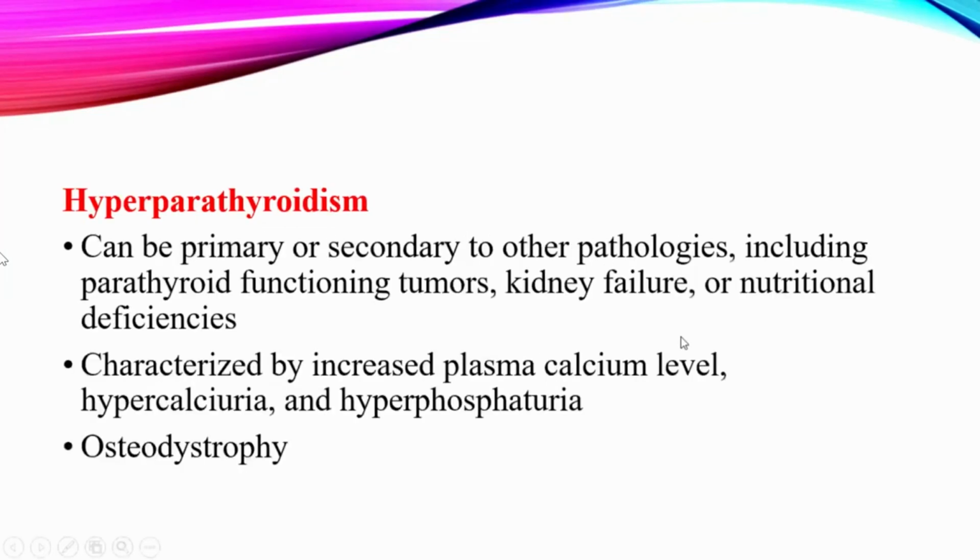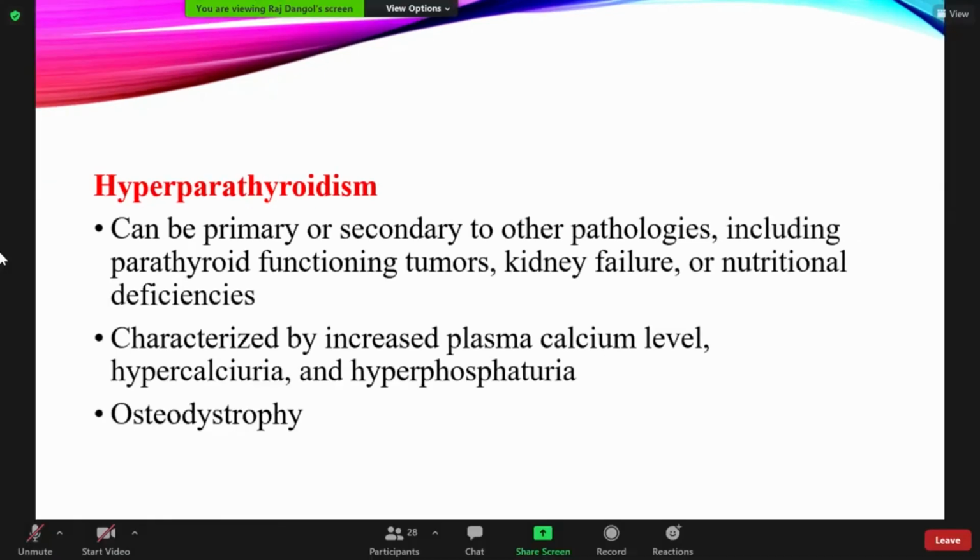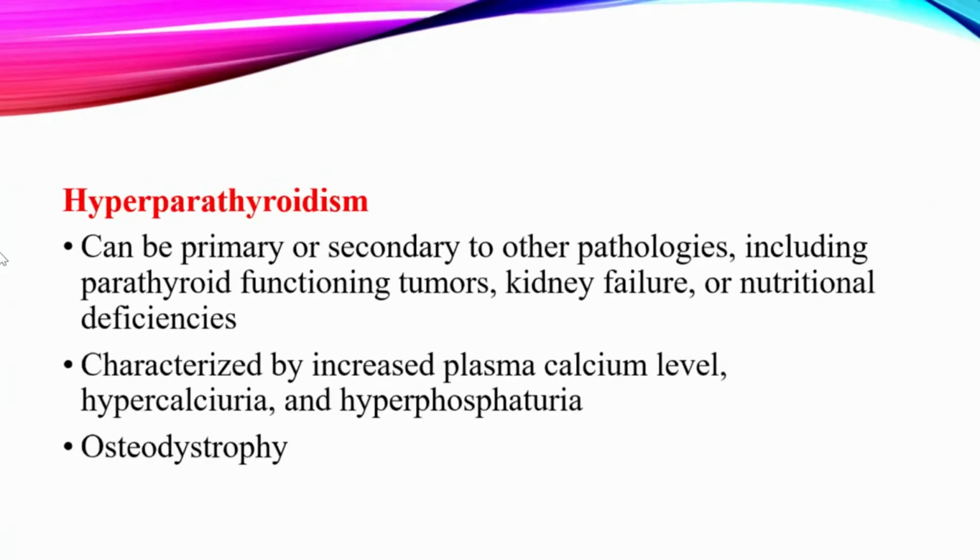Next, hyperparathyroidism. Hyperparathyroidism means an increased parathyroid hormone level in the circulation. Generally, hyperparathyroidism can be primary or secondary to other pathologies, including parathyroid functioning tumors. When an adenoma takes place in the parathyroid, it increases the synthesis and secretion of parathyroid hormone, which leads to high concentrations of parathyroid hormone in the circulation.